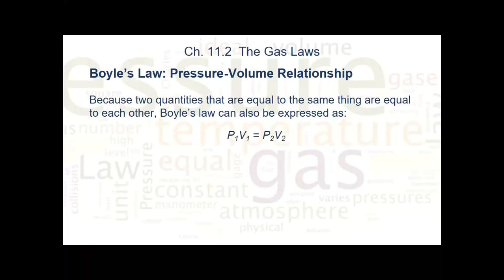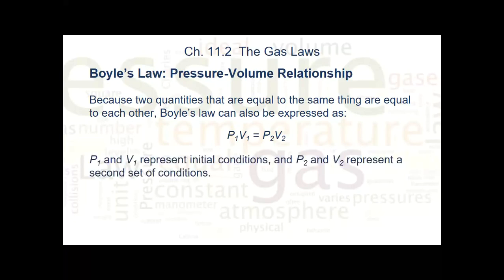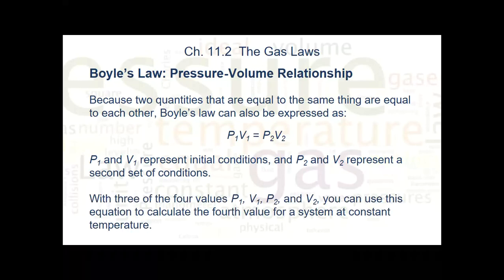We can express Boyle's law like this: P1V1 equals P2V2, where pressure 1 and volume 1 are an initial set of conditions, and then when we vary something, we have pressure 2 and volume 2. That's the second set of conditions. As long as we know 3 of those 4 values, we can calculate the value that we're looking for just by using a little bit of algebra and moving some values around in our equation.